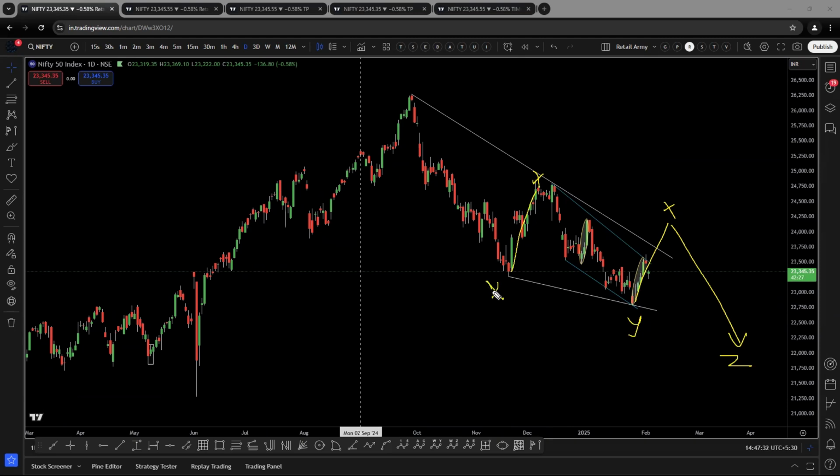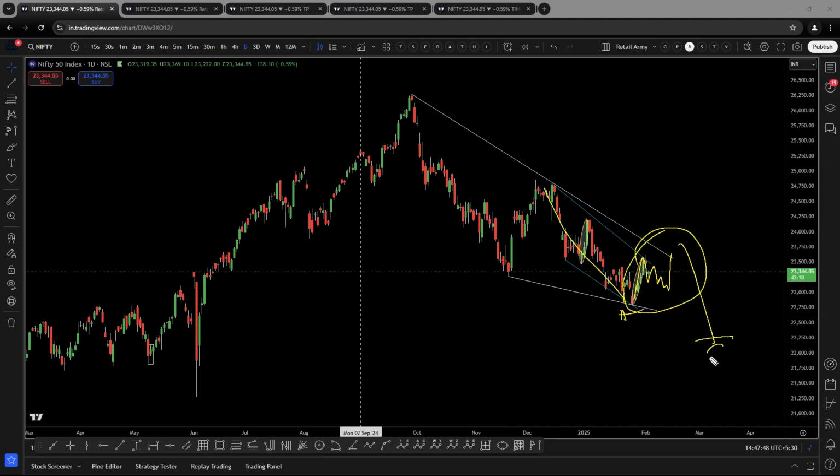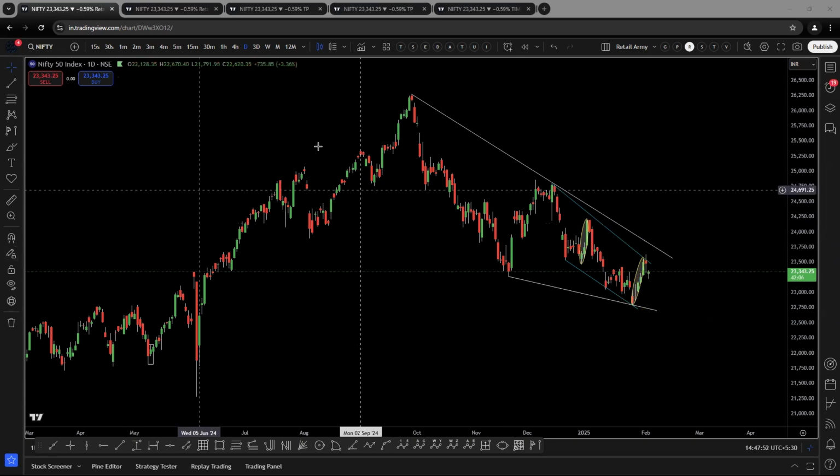The only problem here is that it has to be very fast, right? X wave type like this. It has to be like this, fast. It cannot be slow and doing time pass here. It has to be fast. If it's slow and doing time pass, we'll consider this as some sort of a B wave, some sort of an A wave, and then C. So higher time frame, there's a lot of possibilities here. So we'll discuss that in some other video.